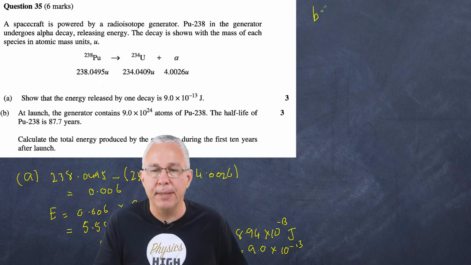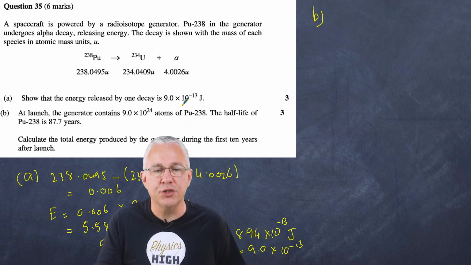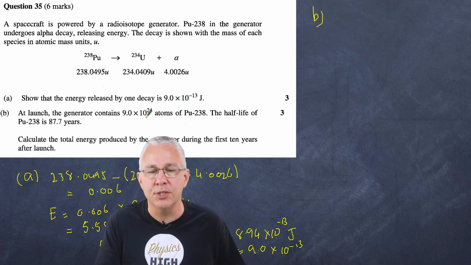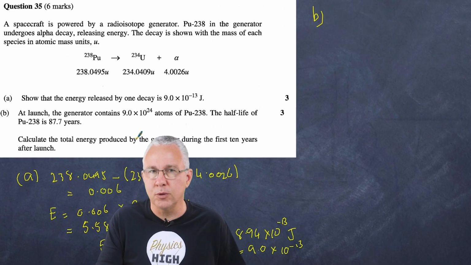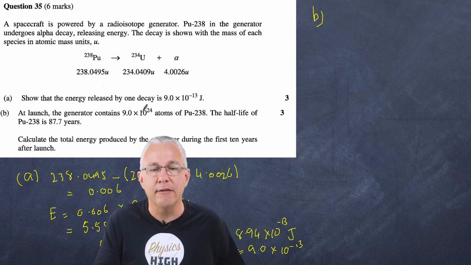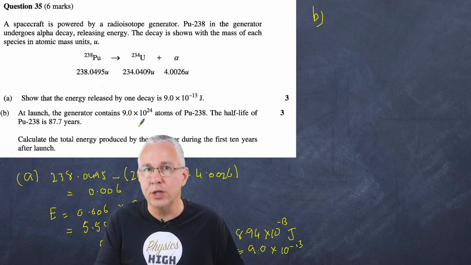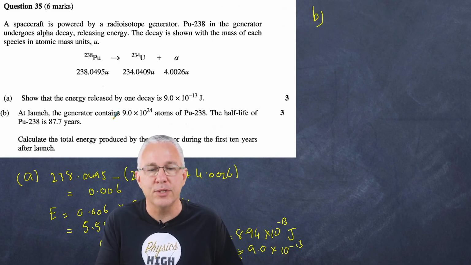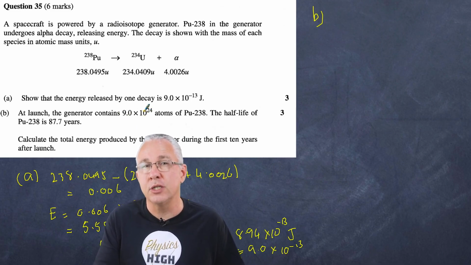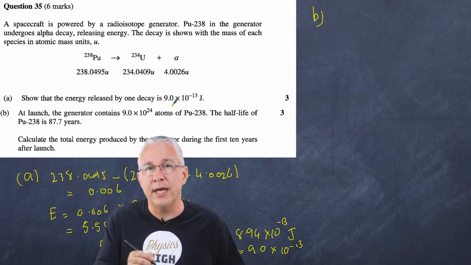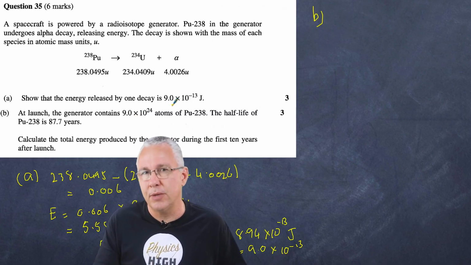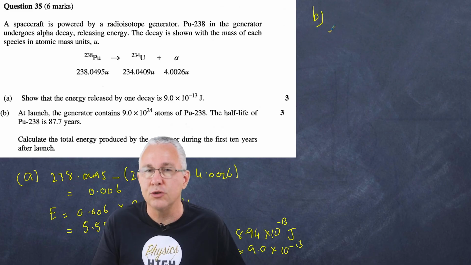Now let's have a look at part B. We're saying, well, at launch, the generator contains that many atoms, and the half-life is that value. Calculate the total energy. So what we need to do is, first of all, look at how much we have lost. In other words, this nuclear decay, and so we start off with a certain value and we need to know how much is lost. If we work out how much is lost, or at least how much is remaining, and therefore we know how much is lost, we know that for every single loss is the energy that we just calculated earlier. So the first thing is to do that.